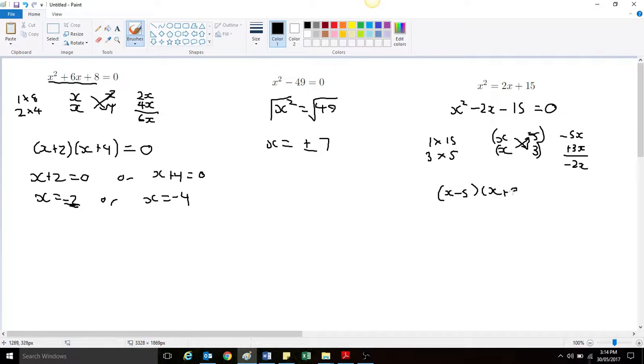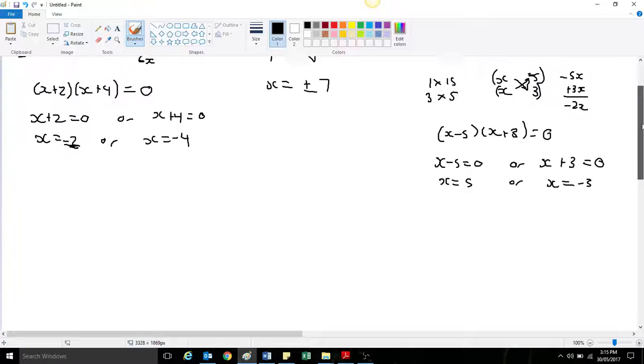Okay, so what that means then is either x take 5 equals 0 or x plus 3 equals 0. So either x equals 5 or x equals minus 3. They're the two solutions. So that's what we're doing in these questions. We're looking at using all the miscellaneous skills in factorisation that we've learnt to go ahead and solve these problems.